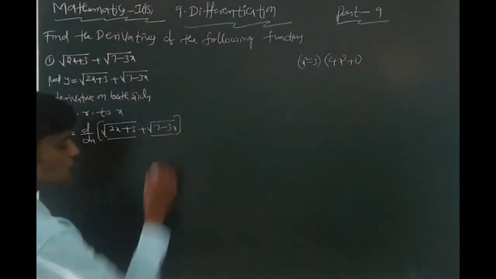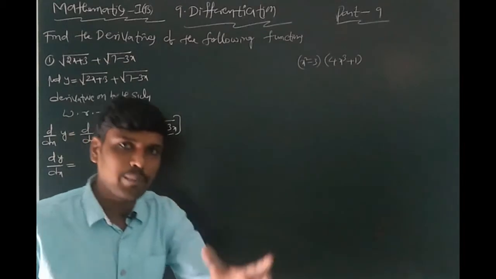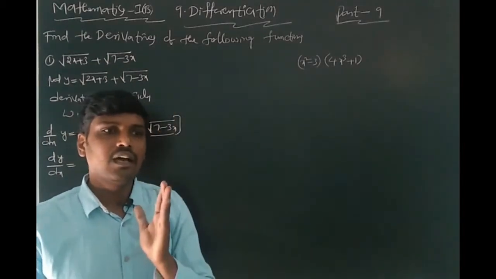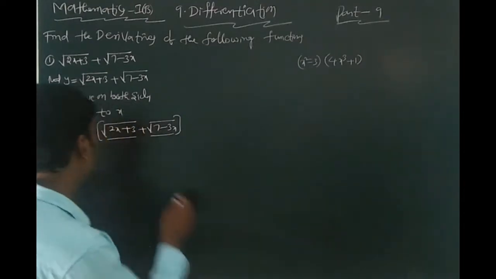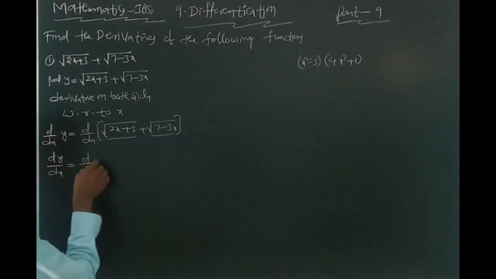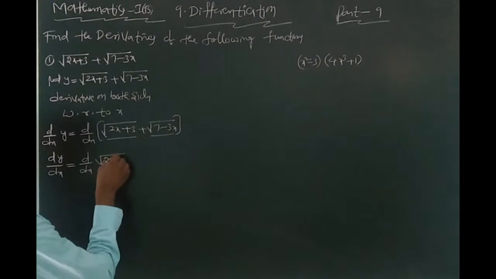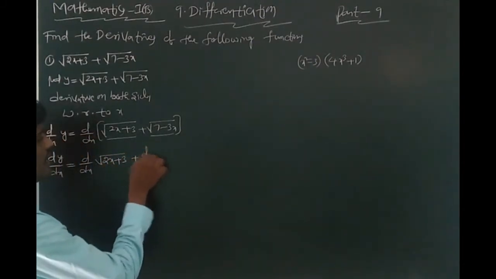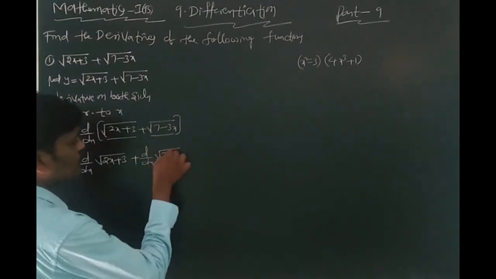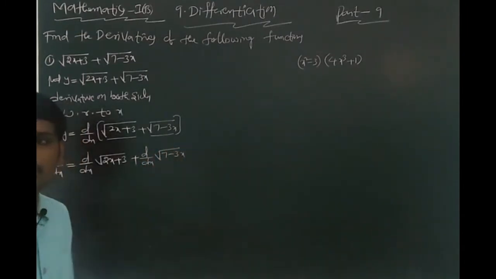First, there are two different functions with a plus between them. That's why you can write the derivative separately. You get d by dx of square root of 2x plus 3 plus d by dx of square root of 7 minus 3x.